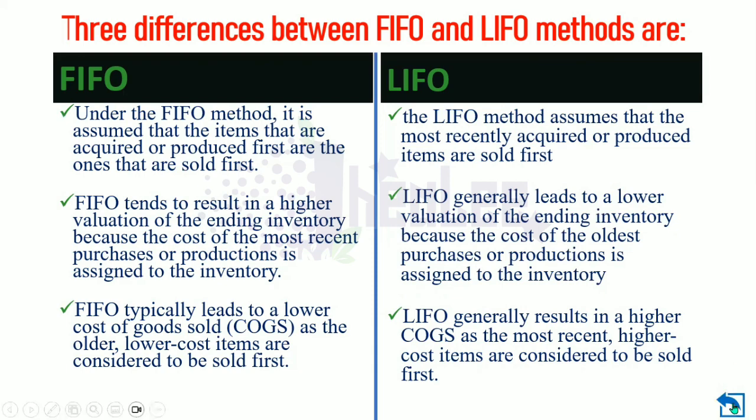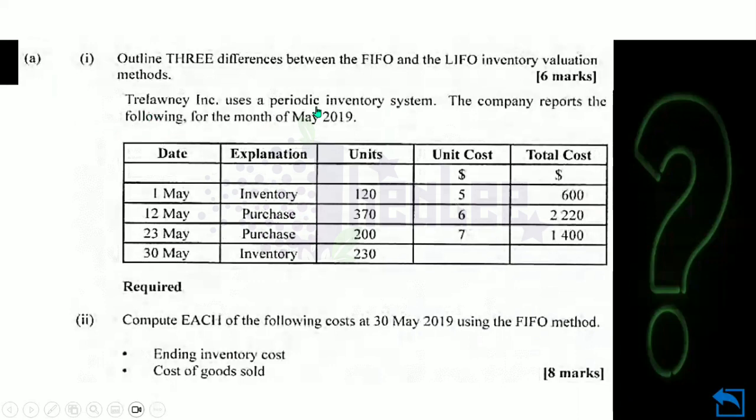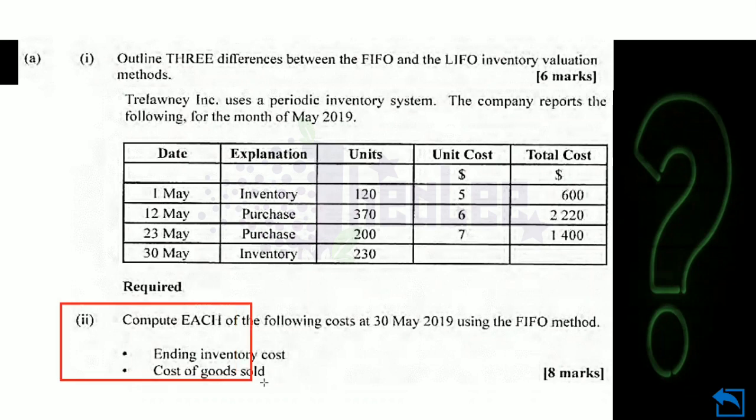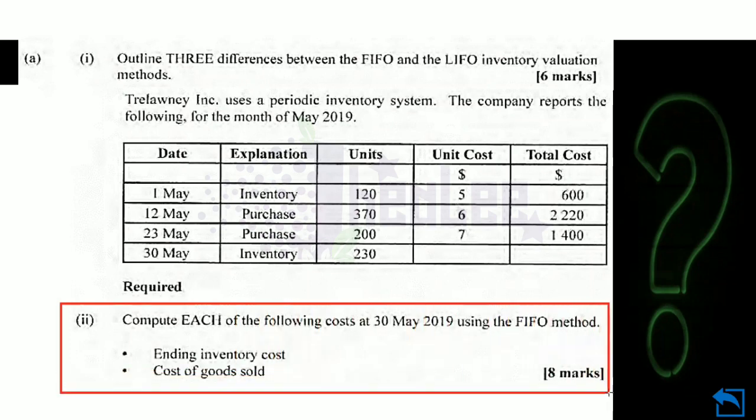Now we're going to look at the other part of the question where we are presented with some information as it relates to Trelawney Inc. And we're asked to compute each of the following costs at 30th of May 2019 using the first in, first out method. Now the costs are ending inventory and cost of goods sold. Now, in order for us to do that, we have to examine the question. Trelawney Inc. uses a periodic inventory system. The company reports the following for the month of May 2019.